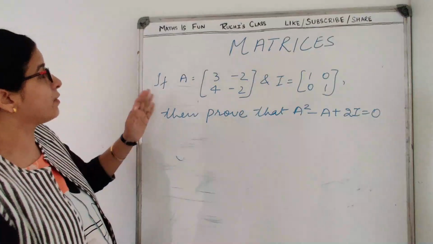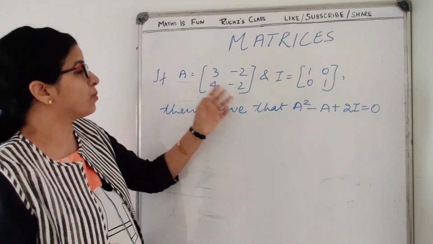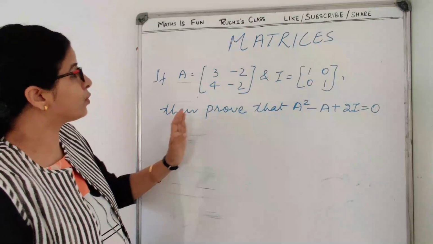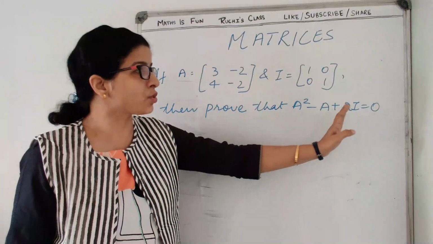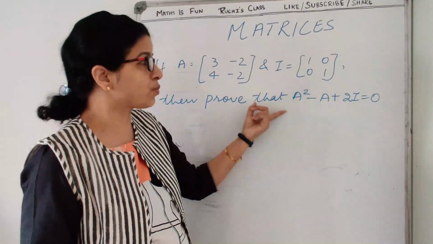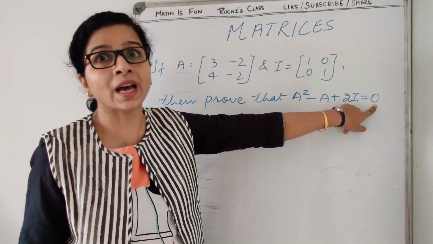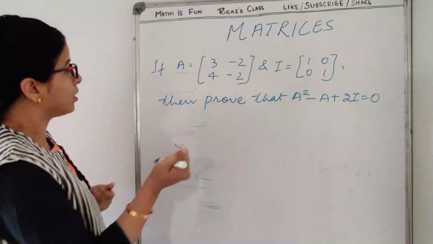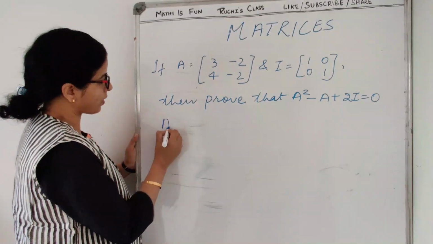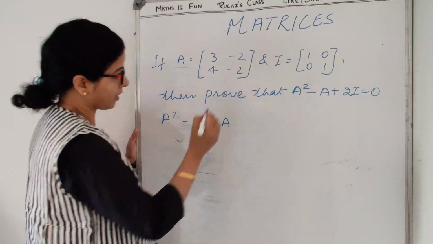Okay, now we'll solve some examples regarding matrix multiplication. So now see, I have a question. If A is equal to the matrix 3, minus 2, 4, minus 2, and I is the identity matrix, then prove that A square minus A plus 2I is equal to 0. So this is nothing but your matrix polynomial. Okay, and this is not the number 0, this is your null matrix. So basically we have to find A square. What is A square? A into A, right?